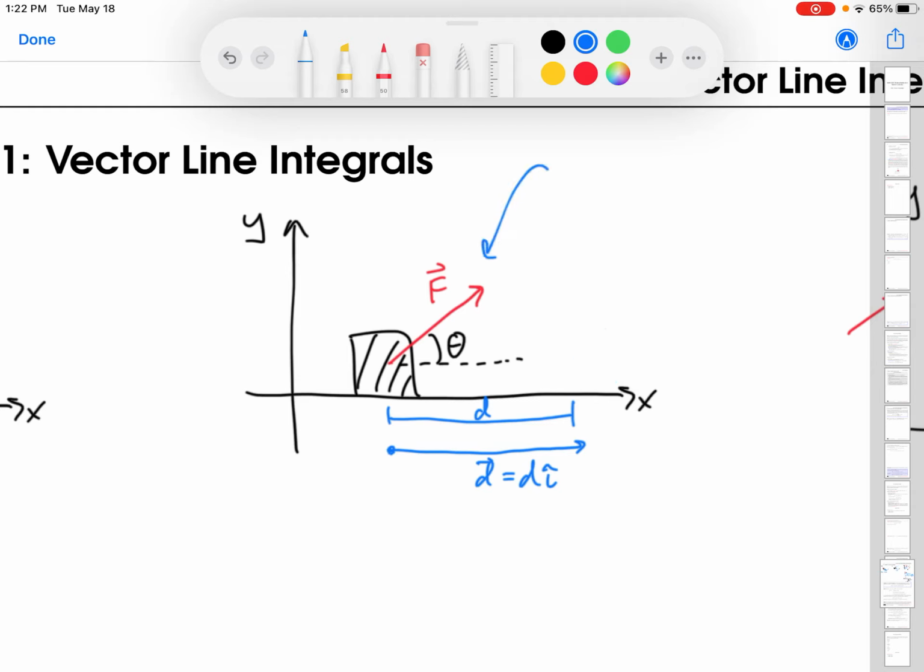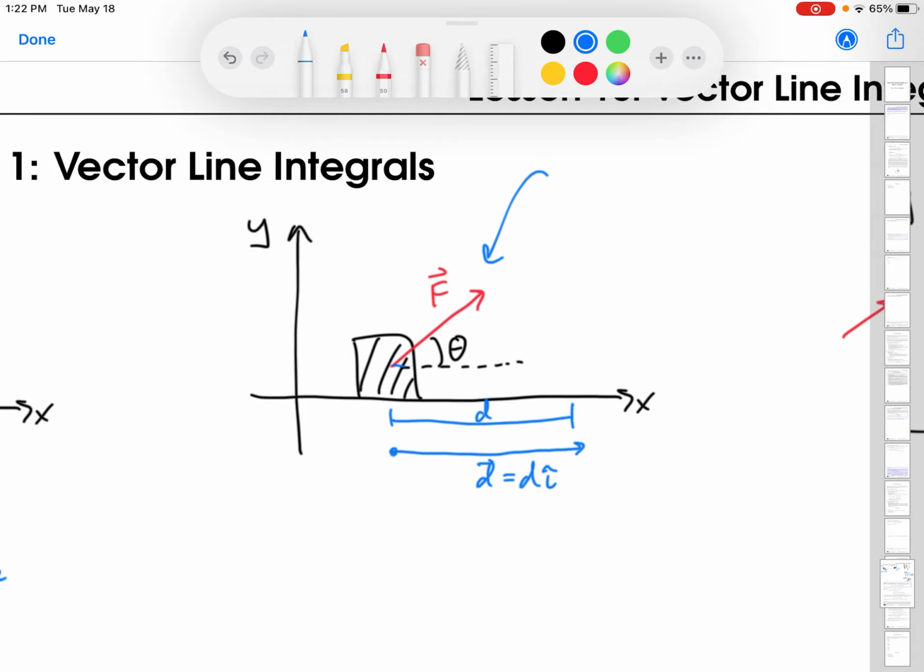Well, mathematically, the force that's being applied is not totally in the direction of motion. Some component of it is, this x component is in the direction of motion.